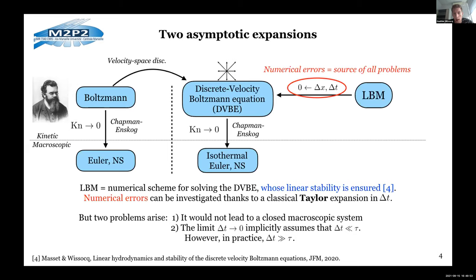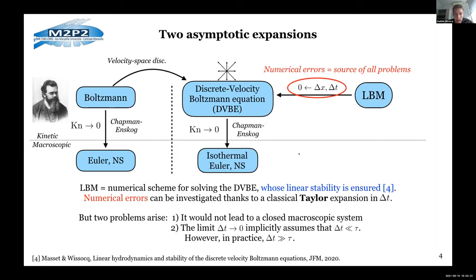But in the lattice Boltzmann method, it is a bit more difficult than that, because two problems arise. The first one is that if we perform a Taylor expansion in time step and mesh size of this equation, it will not lead to a closed macroscopic system, because we would remain at the kinetic scale. And we will not be able to interpret the errors at the macroscopic scale. We will need another expansion.